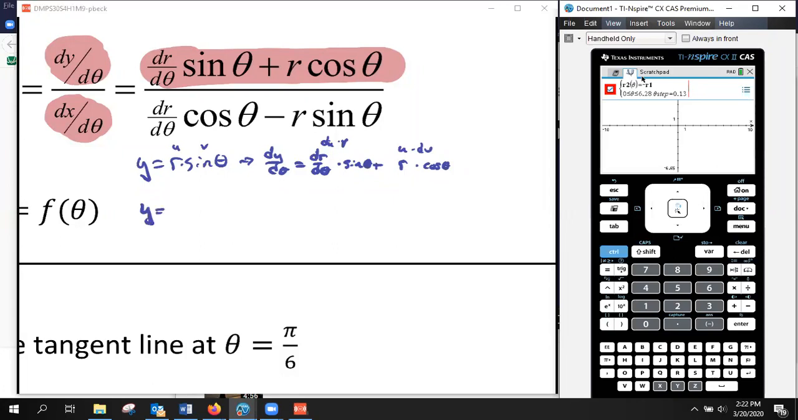Similarly, if x equals r cosine theta, that's going to give us dx d theta is, once again, dr d theta times v, which is cosine theta, and then plus r. And I say plus, it's going to be r times negative sine of theta, which is why this is a minus down here.